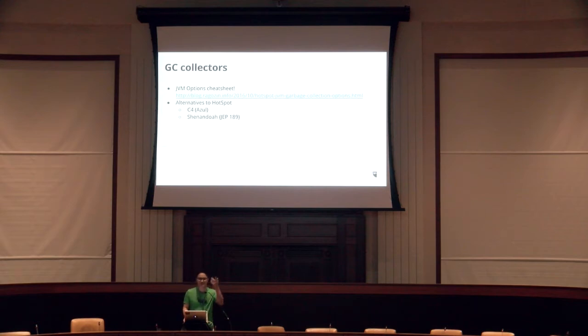Yeah, there's a couple of other ones up there. C4 from Azul, they claim to have a pauseless GC, and there's also Shenandoah from Red Hat, which is supposed to be kind of like G1 GC, but better for massive heaps.